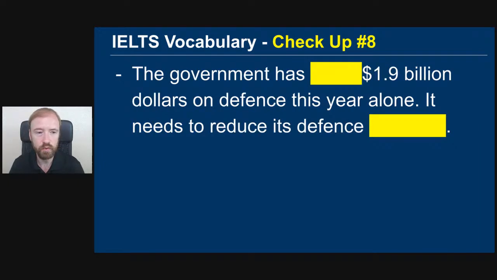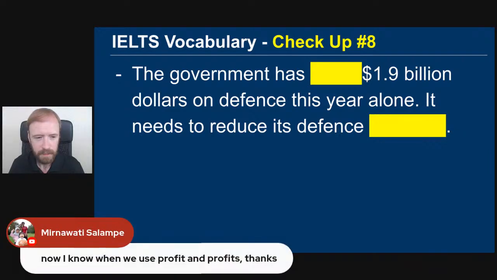Number 8, two words. The government has blank $1.9 billion on defense this year alone. It needs to reduce its defense something. And now I know when to use profit and profits. So big companies use profits, but individually, a one-time event, profit. You sold your house. Did you make any profit? Just one item.